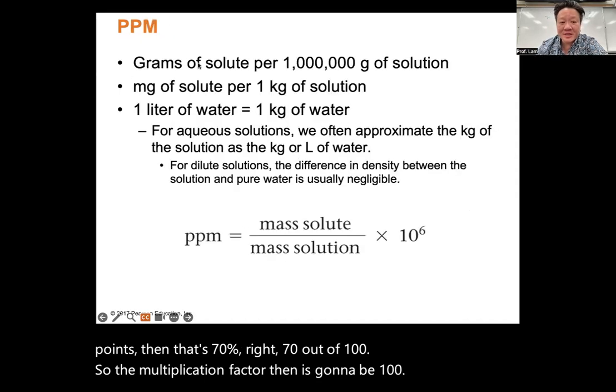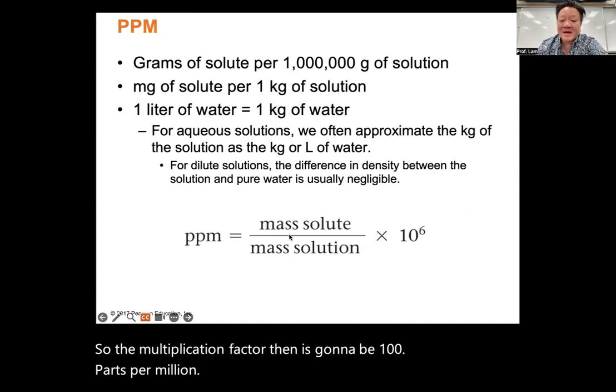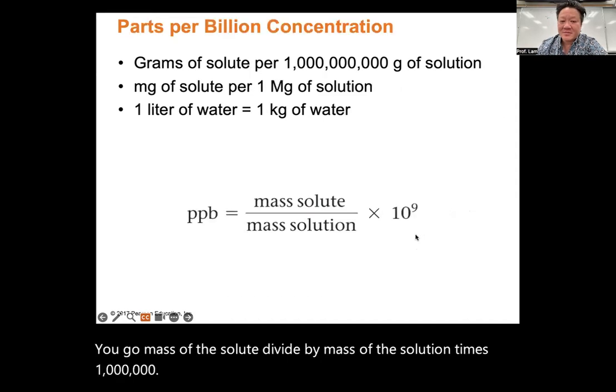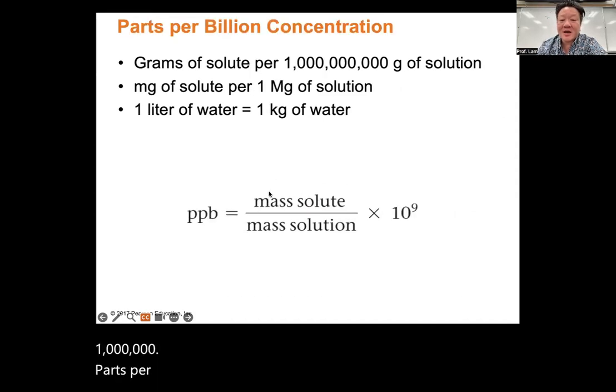Parts per million, you go mass of the solute, divide by mass of the solution, times 1,000,000. Parts per billion, on top, mass of solute, bottom, mass of solution, times billion.